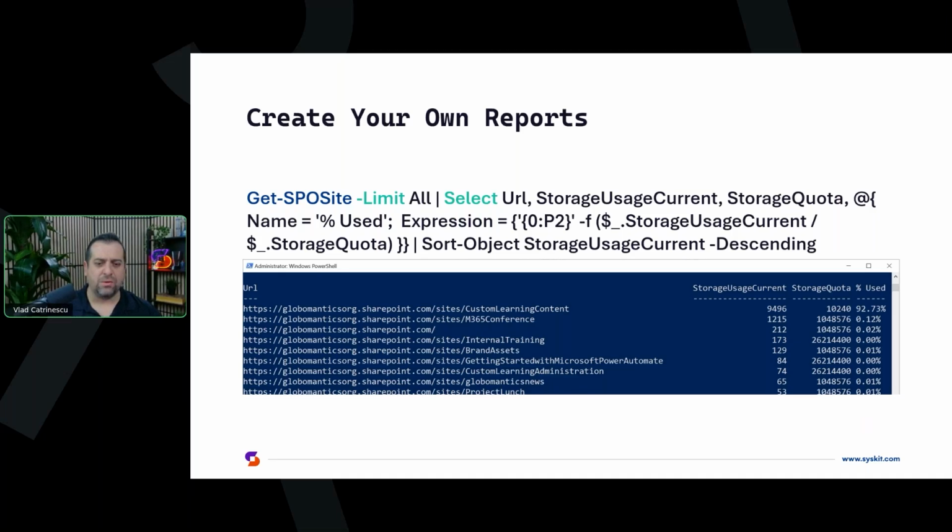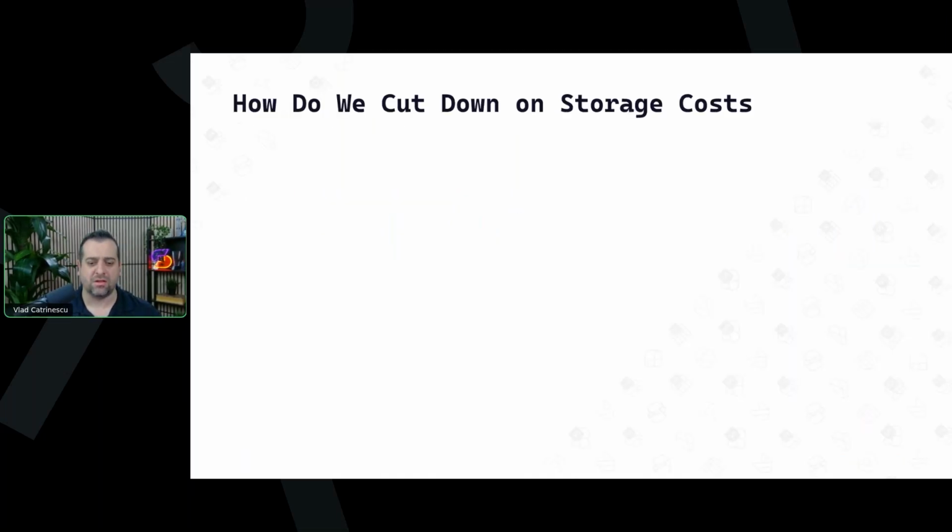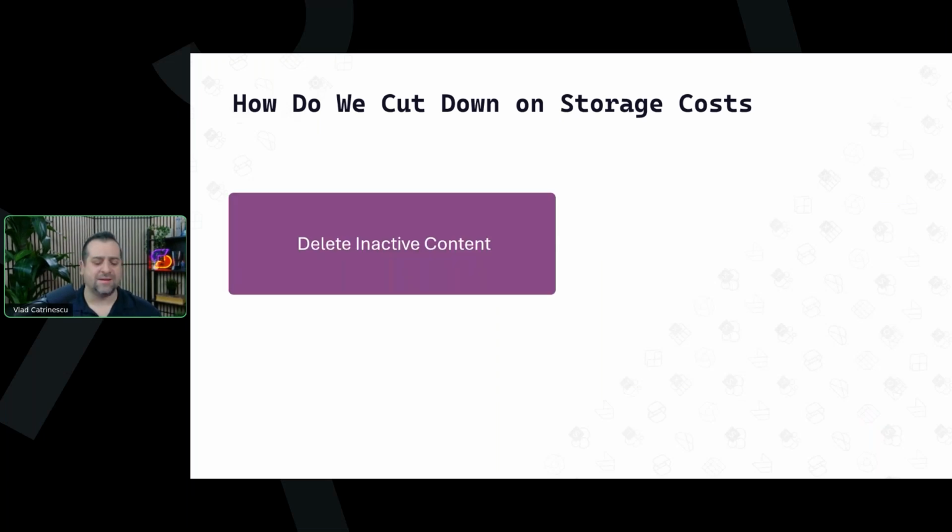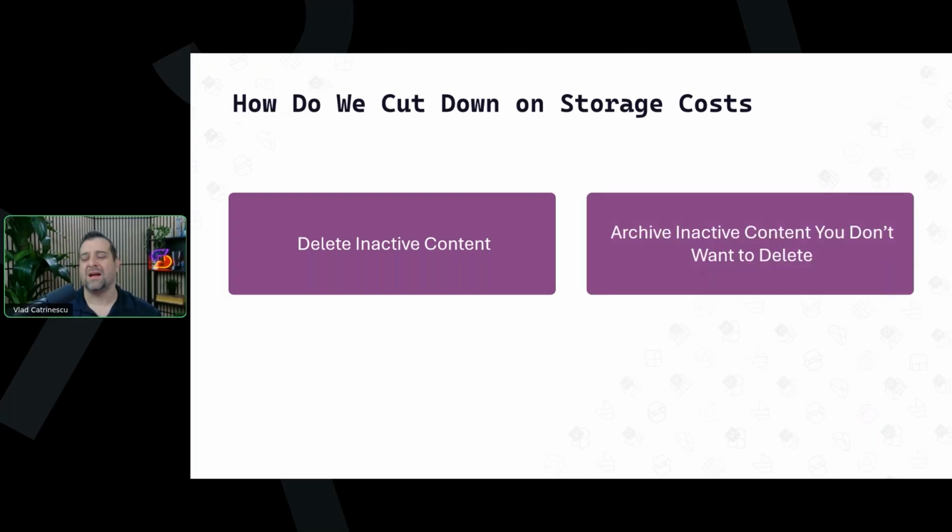But how do we cut down on storage costs? There are four main things that I want to talk about. Deleting inactive content, that for me is the main cause. And I know some of you, and not you specifically, but your organization might not want to delete stuff. A lot of organizations are a bit of digital hoarders where they like to keep stuff forever. We can archive inactive content that you don't want to delete.